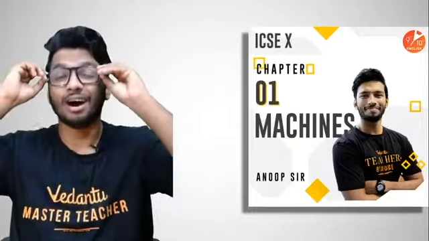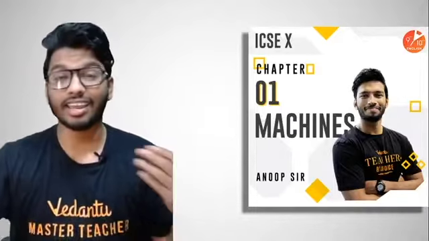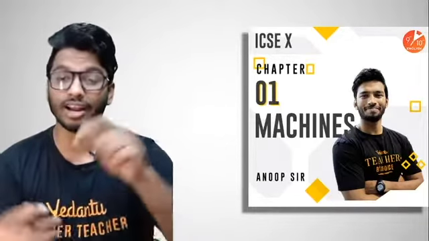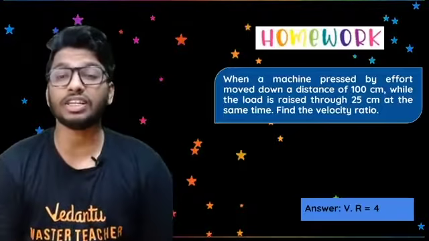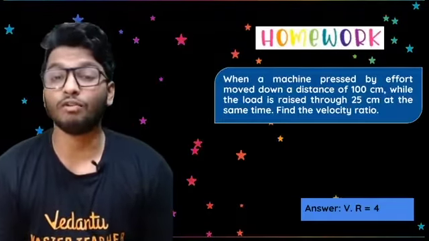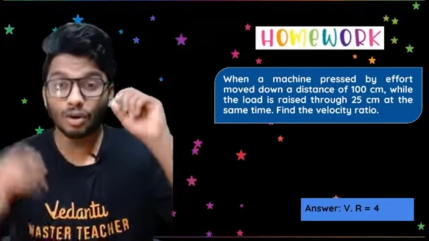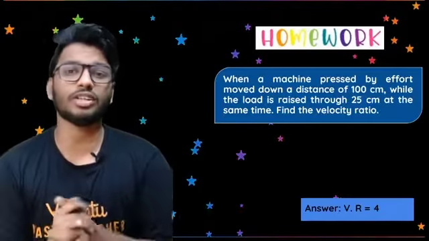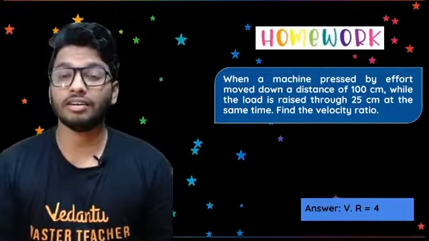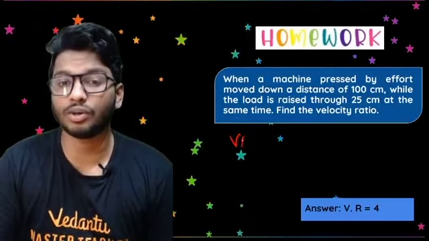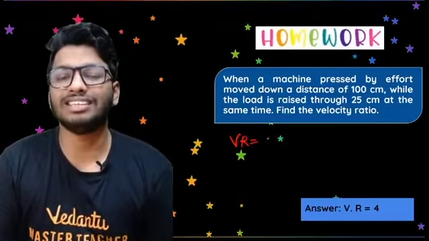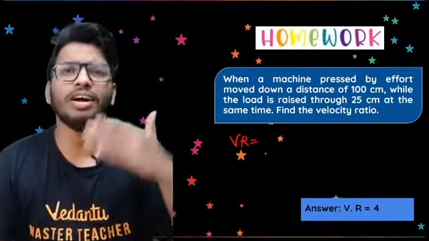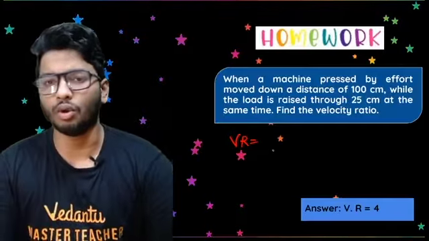Let us get started. Now, before that, I gave you a homework question in the last session, and first of all, hats off guys, well done. So this was the question: when a machine pressed by effort moves down a distance of 100 centimeters while the load is raised through 25 centimeters at the same time, find the velocity ratio. If you remember the formula, I told you that velocity ratio is equal to the distance moved by the effort divided by the distance moved by the load, or the displacement of the effort divided by the displacement of the load. That is what it is.